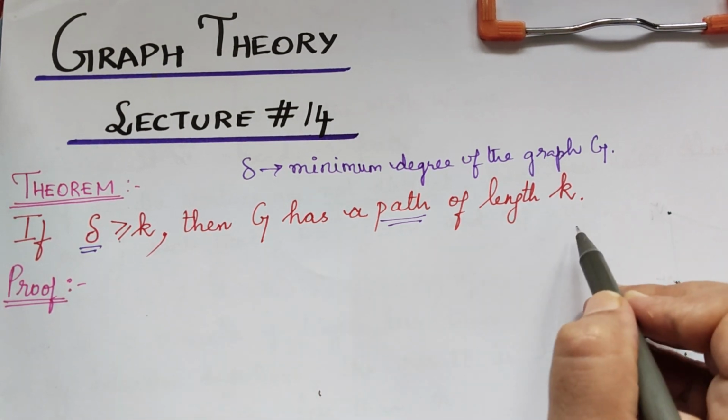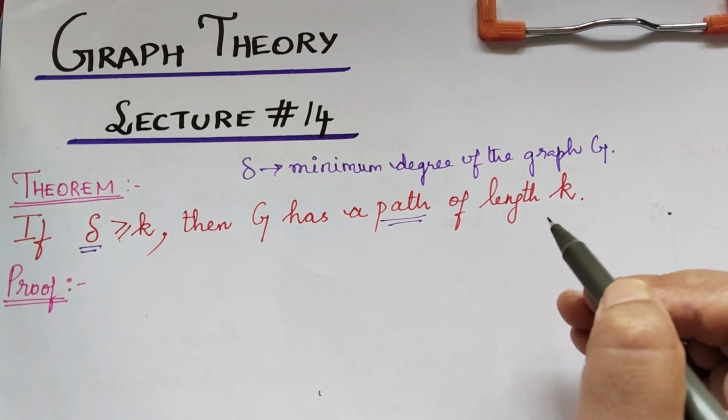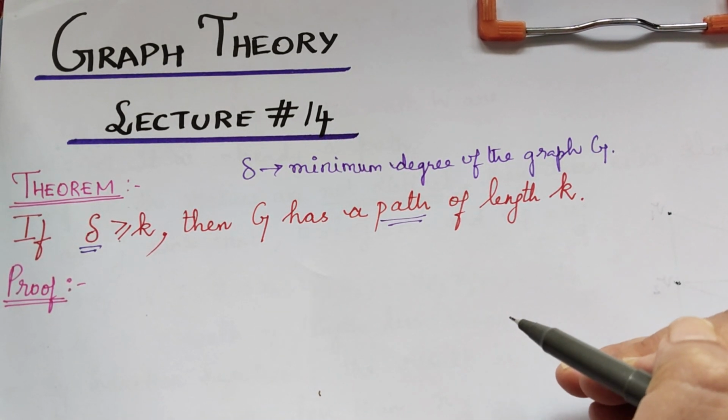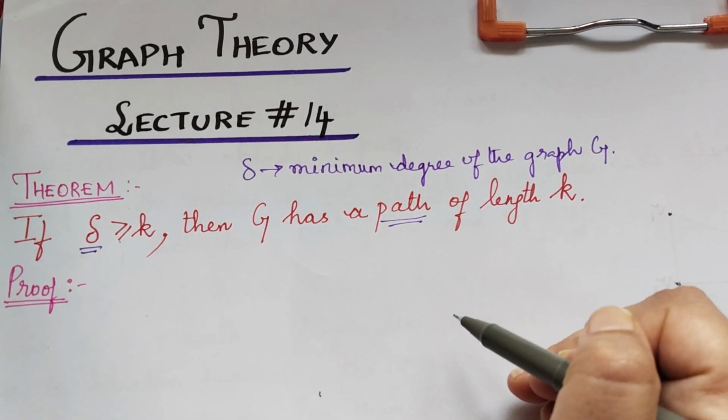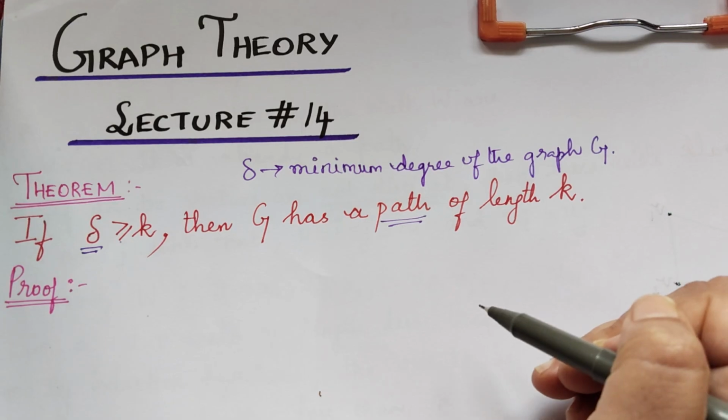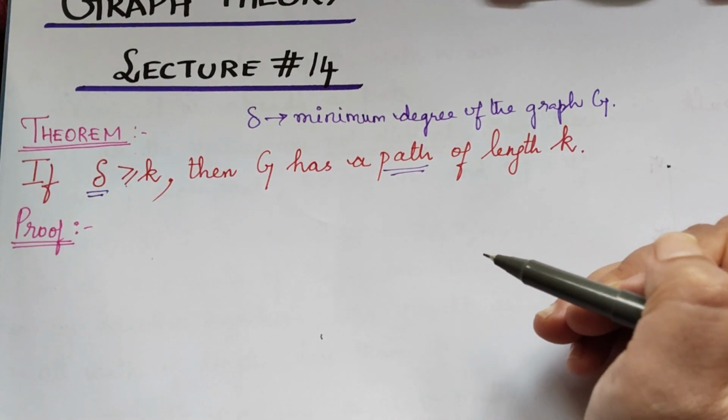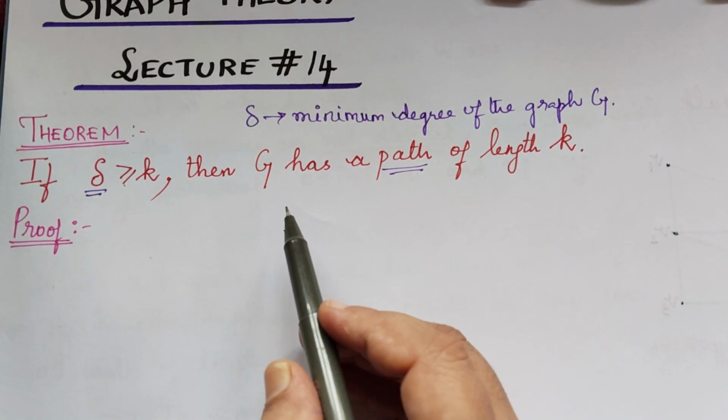So we shall prove this theorem. Usually first we will do the illustration and then we will look into the theoretical proof. But for this theorem, first we will do the theoretical proof and then I will give you the illustration. So now we will consider a graph G.